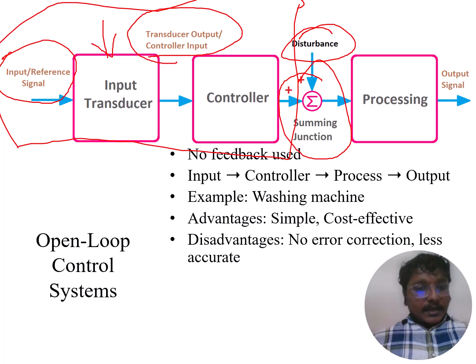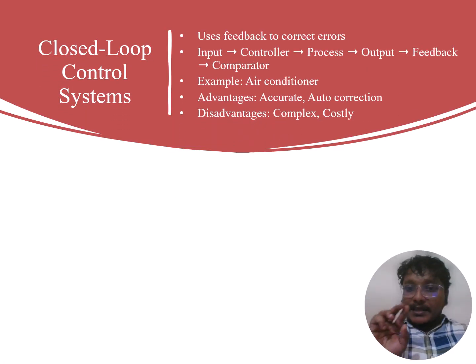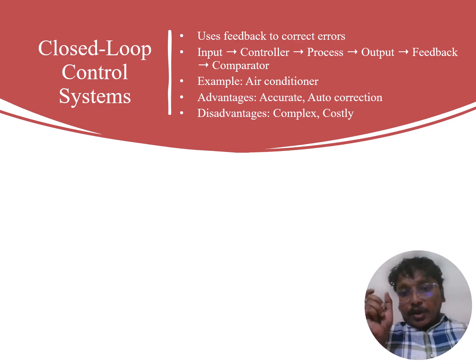Okay, and the next thing is the closed loop control system. In the closed loop control system, the difference is that you get a feedback system and also a comparator, and the controller acts as the actuator. The best example is the air conditioner.